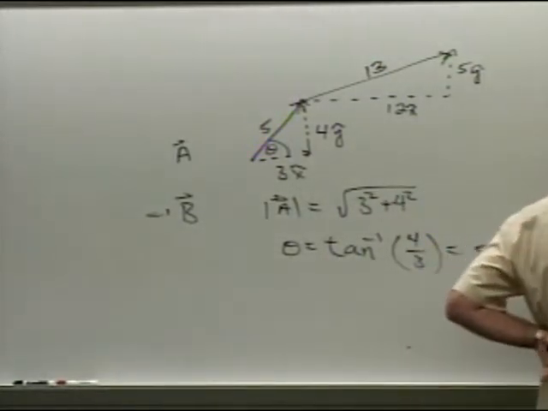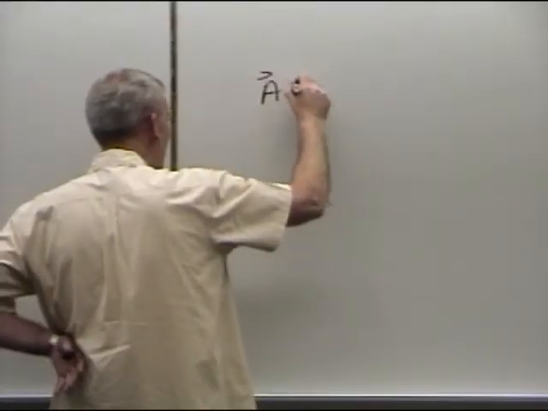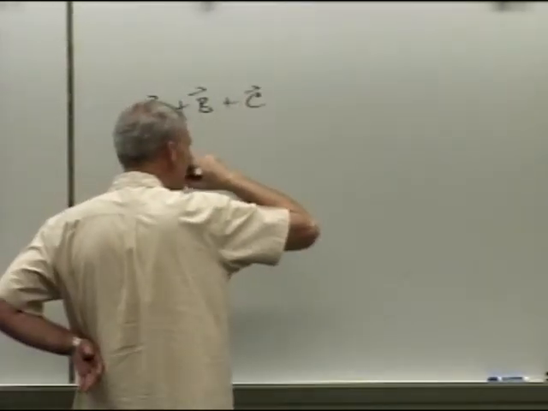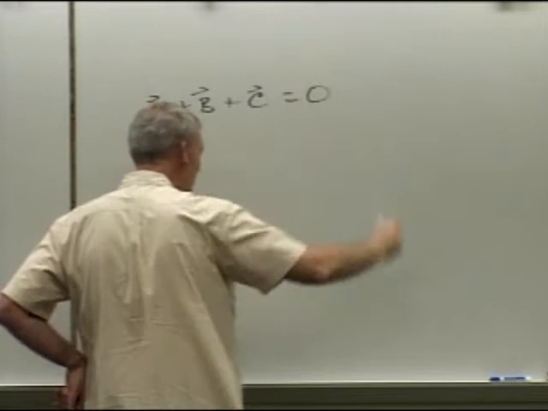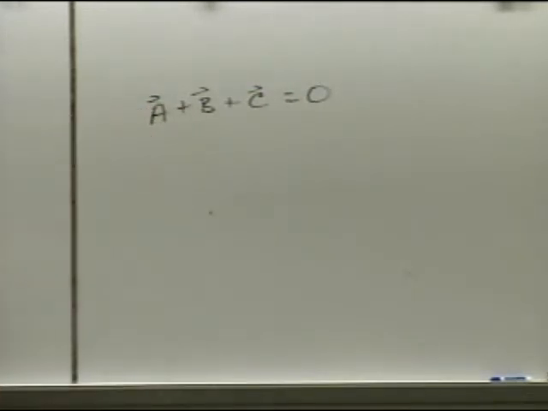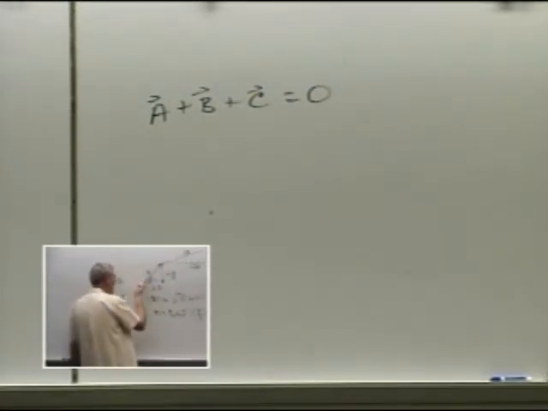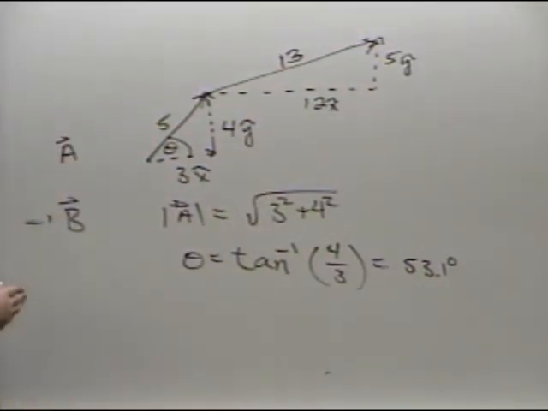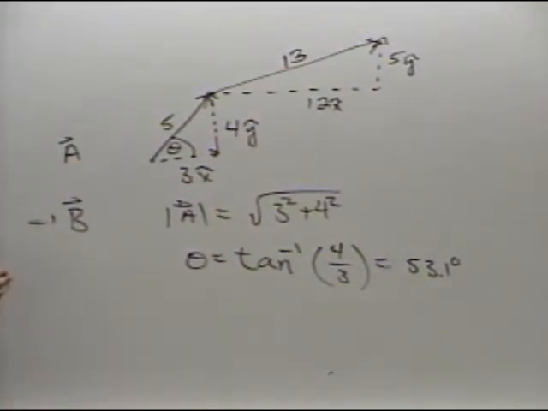Now, here's what we're going to do. I want to know what A plus B plus C is. I'm going to come up with some vector C so that it all adds up to 0. Let's say I'm going on a hike and I went here, then went here, and I want to find the most direct route back home. Okay?